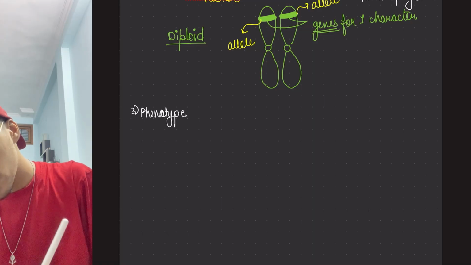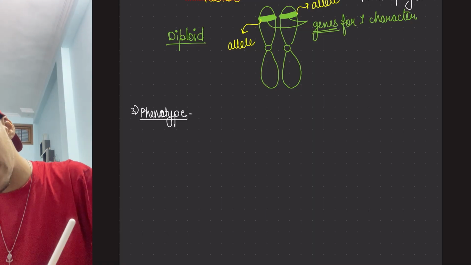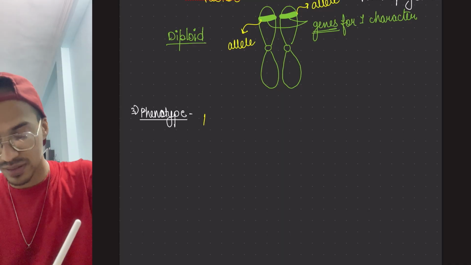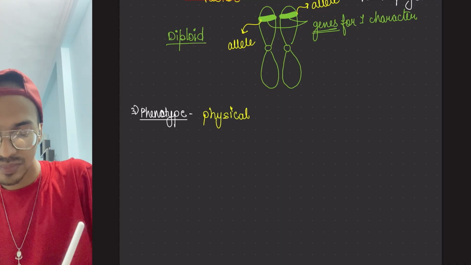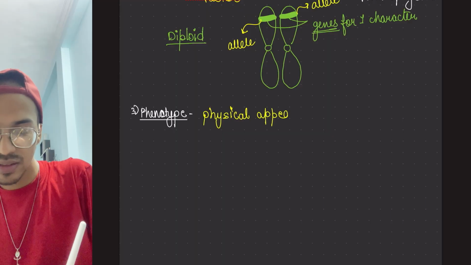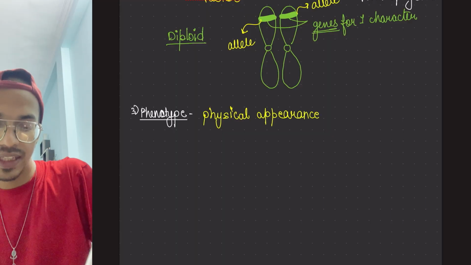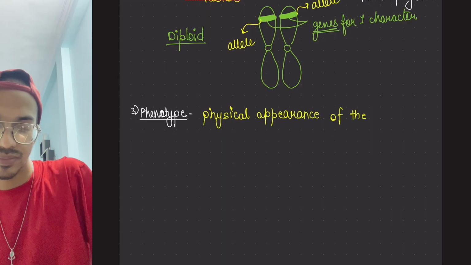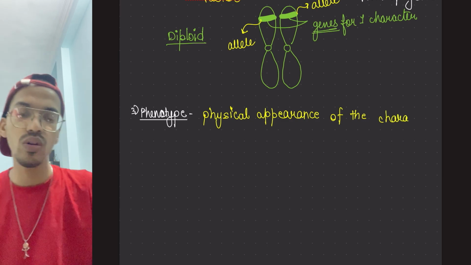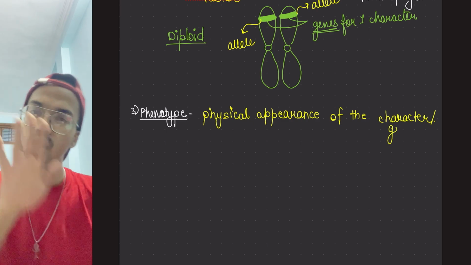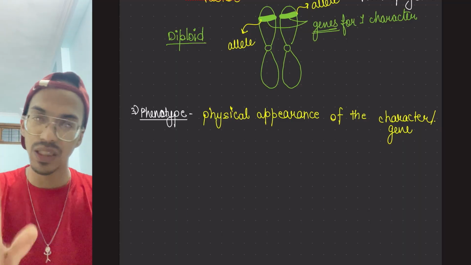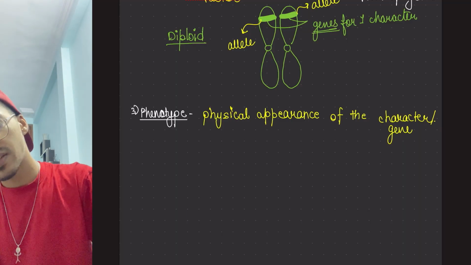So what is phenotype? Phenotype is the physical appearance of the character. How a gene will appear in an offspring, in a person. Okay, this is a phenotype.